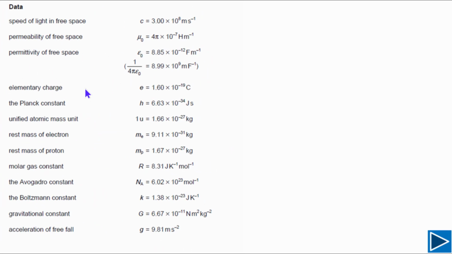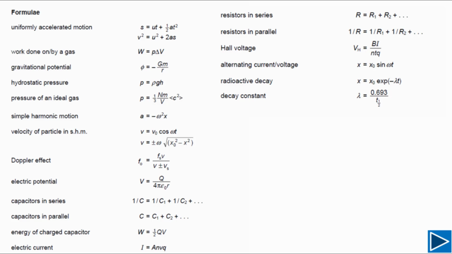If you don't remember any constant and you need it to answer any question, you can come and find it here. For AS level especially, you need to understand the value of g. The value of g you have to use in your exam is equal to 9.81 meters per second squared. You can also see some useful formulae given here.